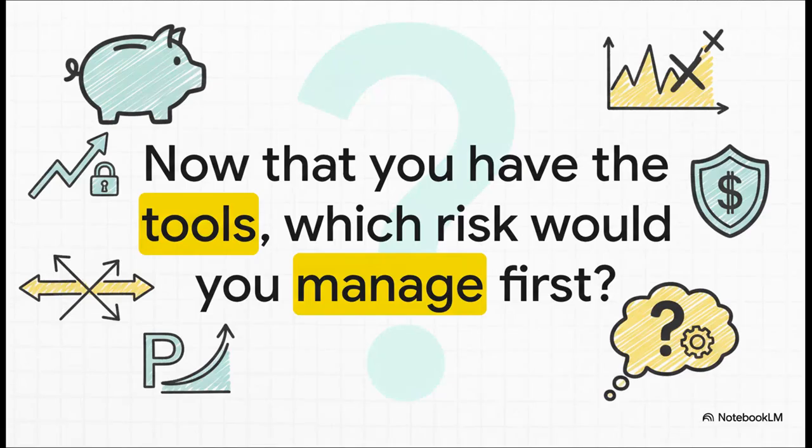So there you have it. We have just walked through the entire architecture of how risk is managed in the modern economy. From farmers to global airlines to everyday investors, these tools are absolutely fundamental. So the last question is really for you. Now that you understand the playbook, which risk in your own world or the world you see around you would you want to manage first?